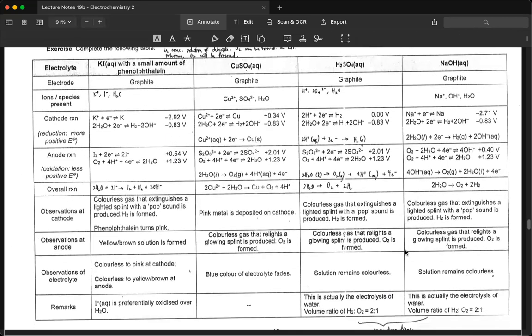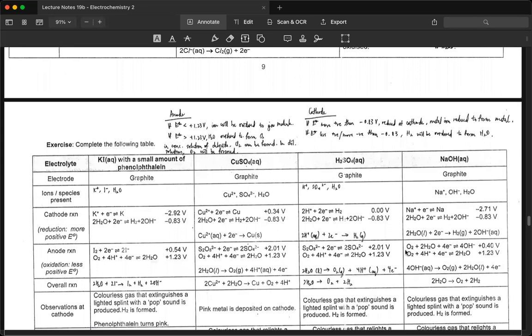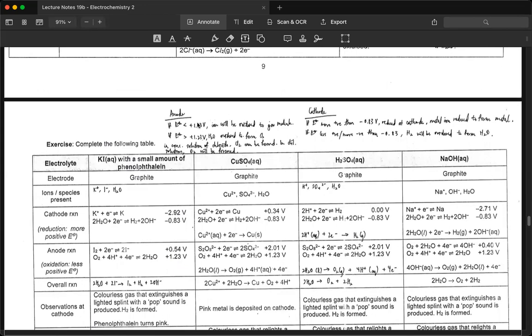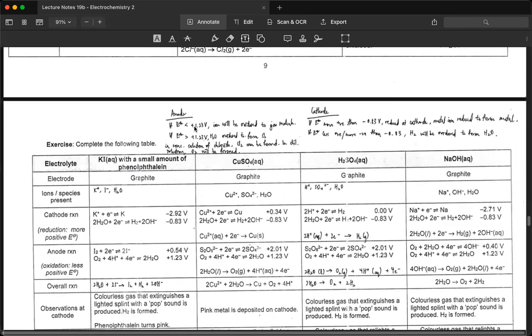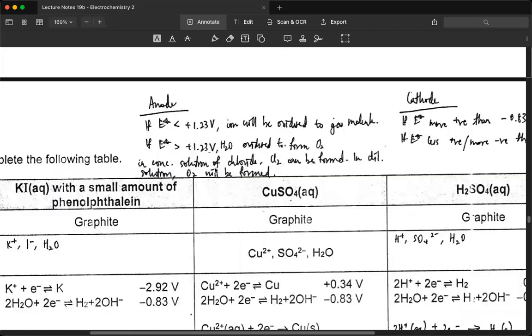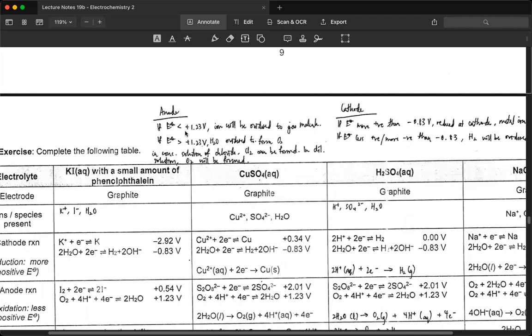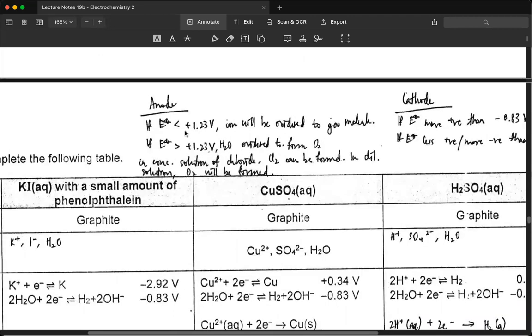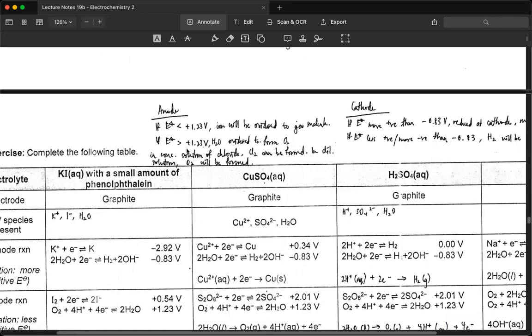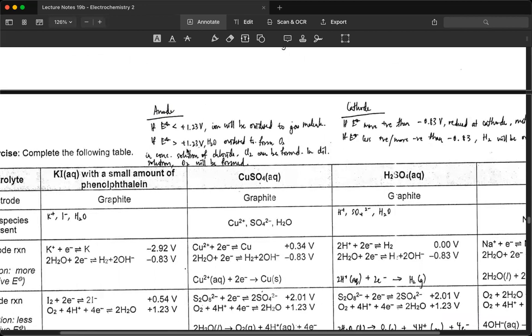So this is just an exercise to reinforce the concept. So in general, this is in reference to water. If the E0 value is less than 1.23 volt, the ion will be oxidized to gas molecules. But if you have a more positive E0, the H2O will be oxidized to form O2. So this is just a cheat sheet.